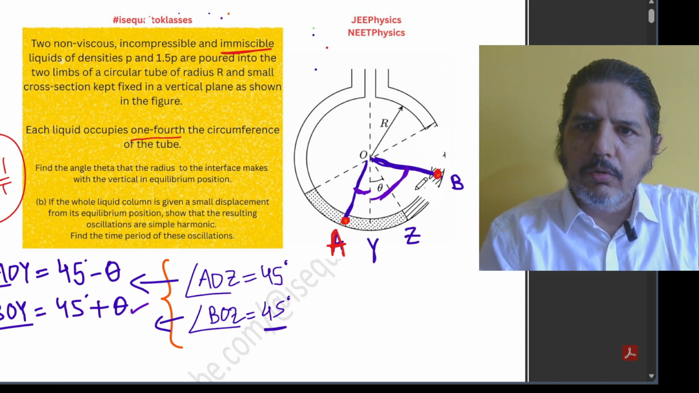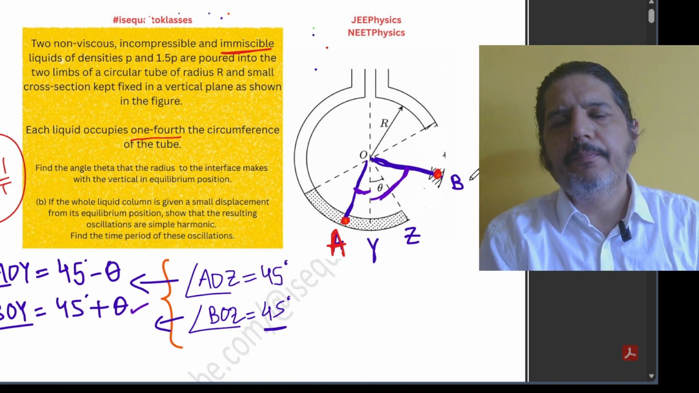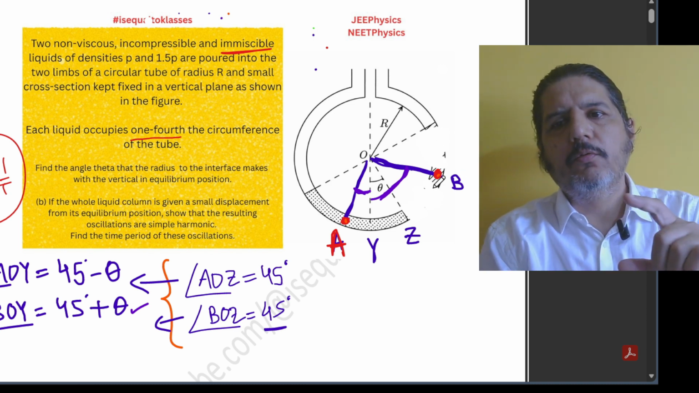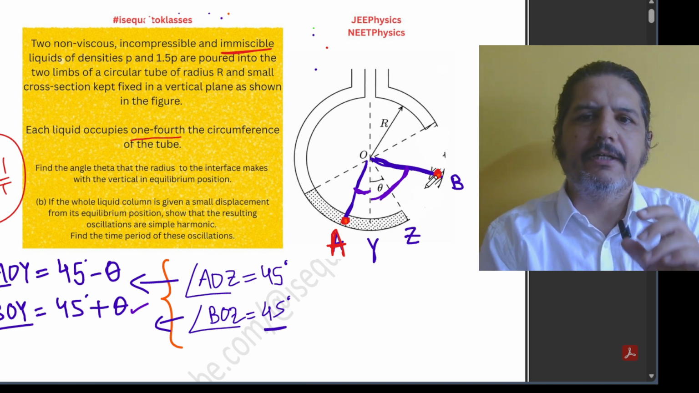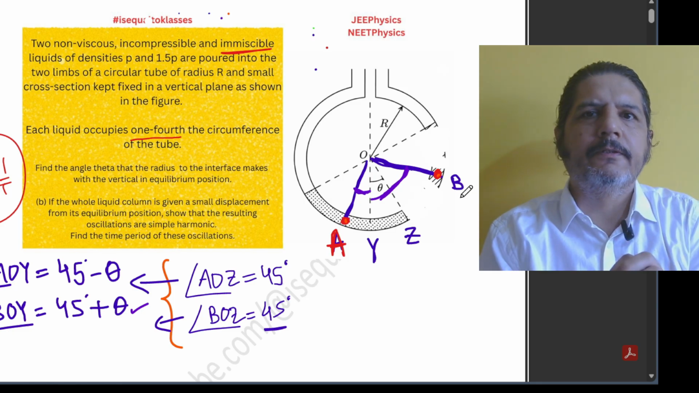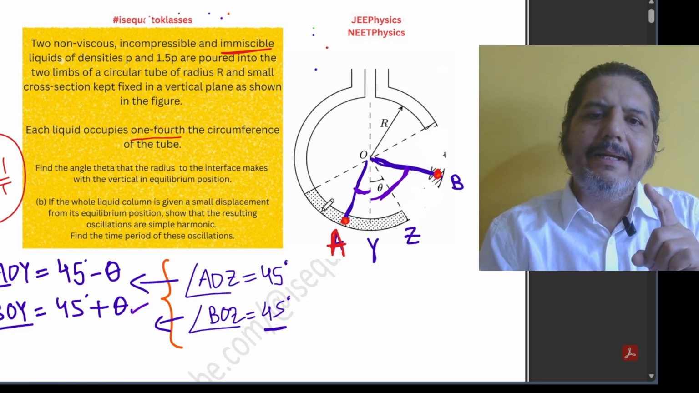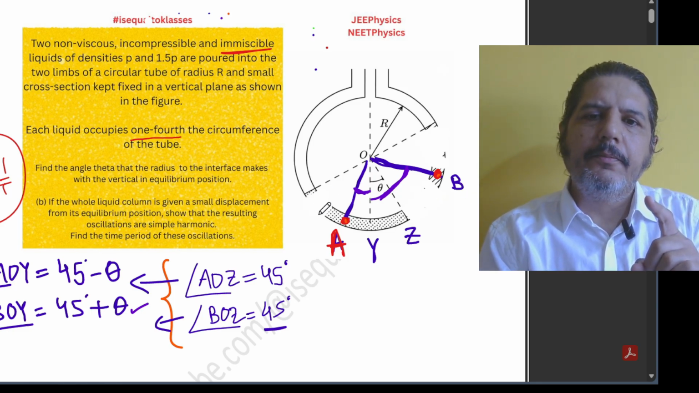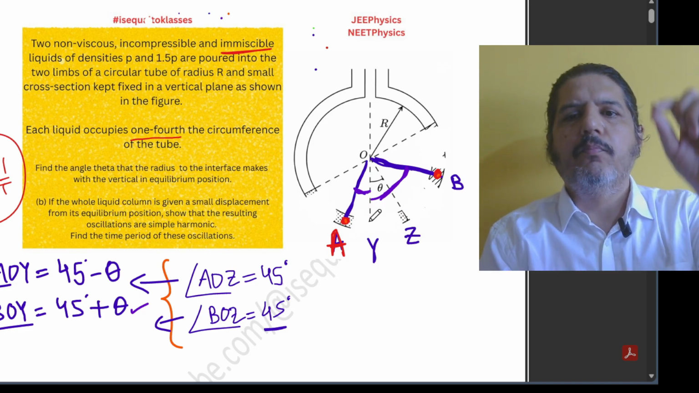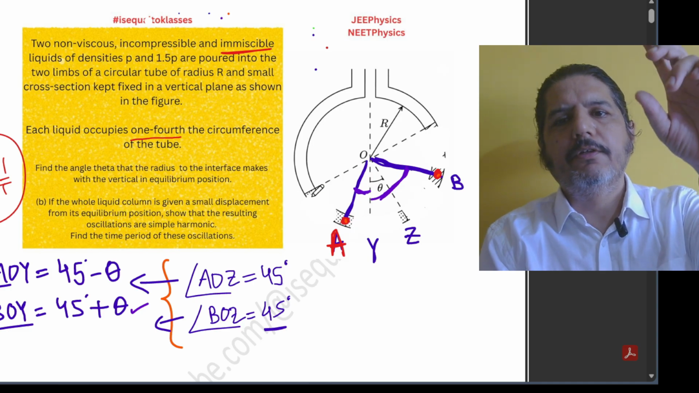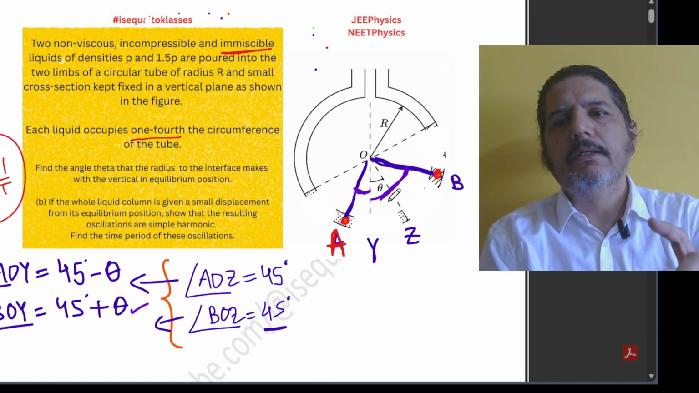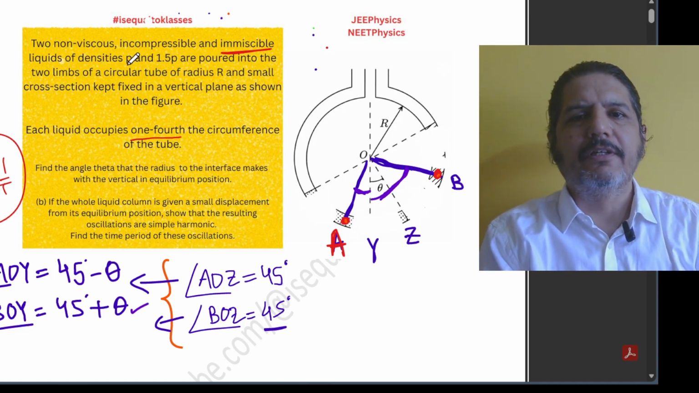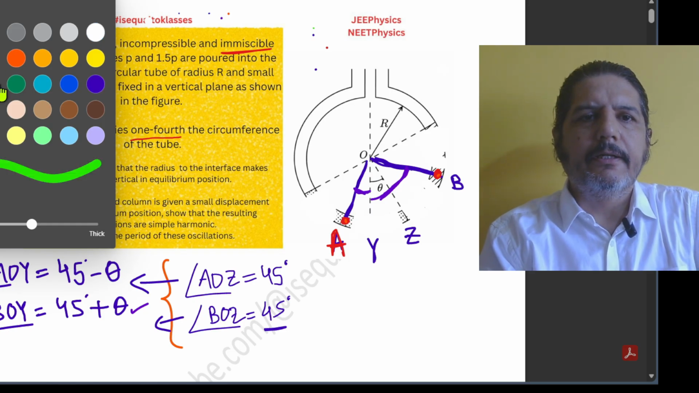I can replace the whole of this liquid by a point at B which will have a mass equal to the whole of this liquid. That is the definition of center of mass. Now I can replace the whole of this liquid by a point at A which will have a mass equal to this liquid. Let me mark it here again.